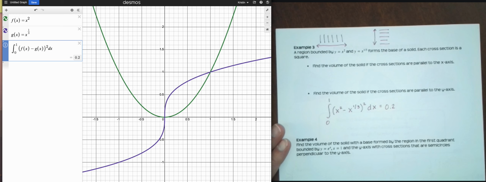Okay, so our next question here is having us integrate this way. It's having us integrate left and right. It wants the cross sections to be parallel to the x-axis. So we're stacking them like a stack of pancakes. Okay. And so we're going to integrate along the y-axis.